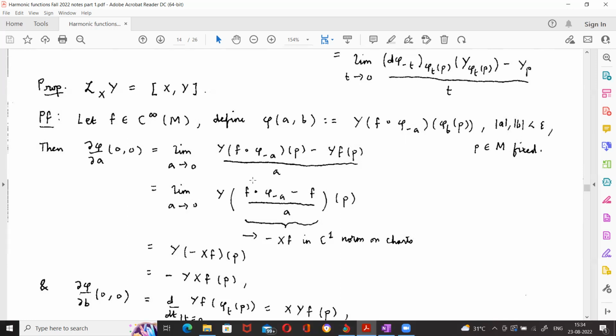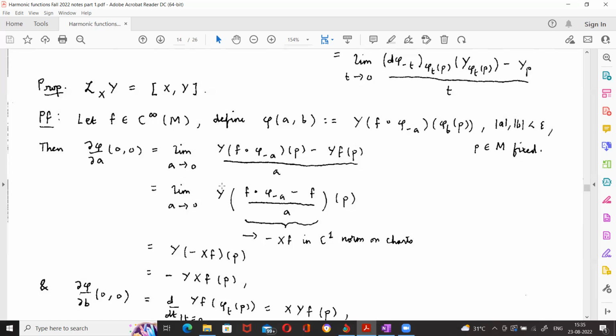So F is a smooth function and phi is the flow of X. So F composed with phi minus A minus F, divided by A, is the derivative of F along the integral curve of minus X, right? So this function converges to minus XF pointwise. And you can also show not only does it converge pointwise, but it also converges in C1 norm on charts. So the first derivatives of this function converge to the first derivatives of minus XF. You can show that as well.